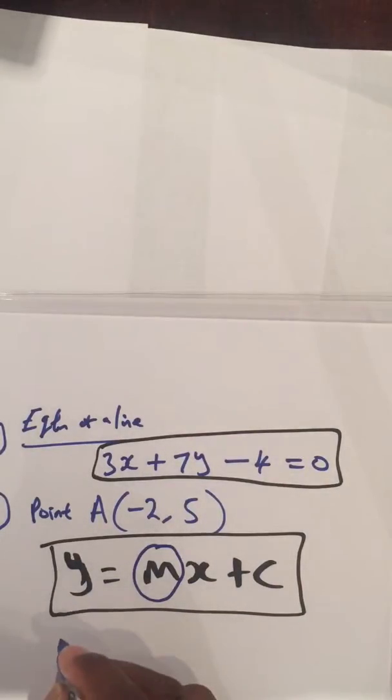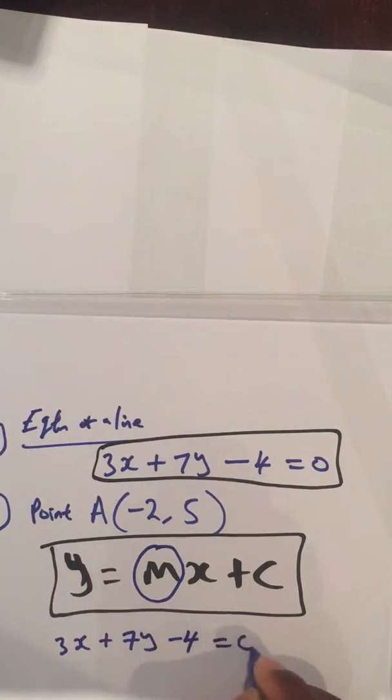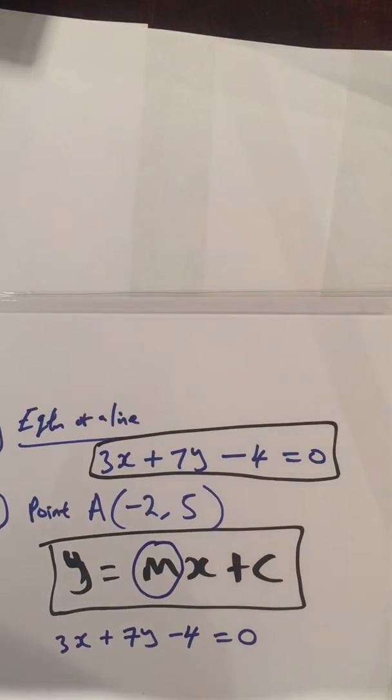So let's solve that question. 3x plus 7y minus 4 equals 0. I would like to make y the subject of the formula, so everything else has to leave. The only thing I want to see here is my y.